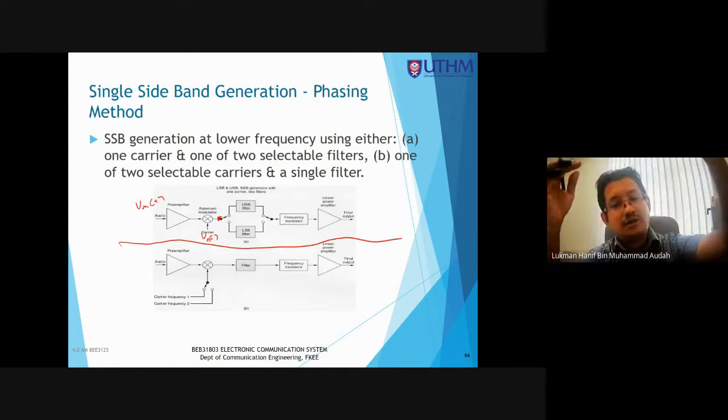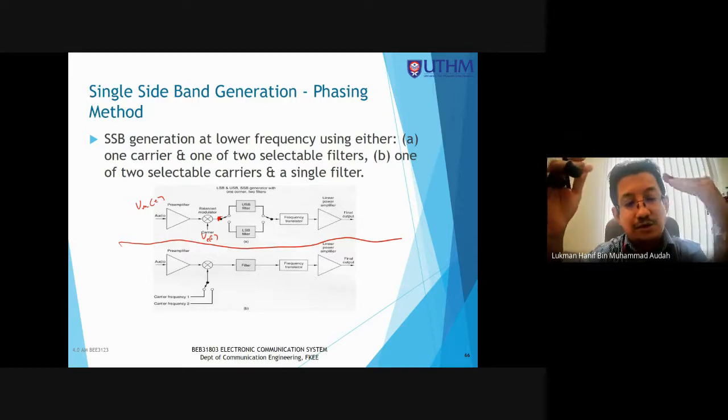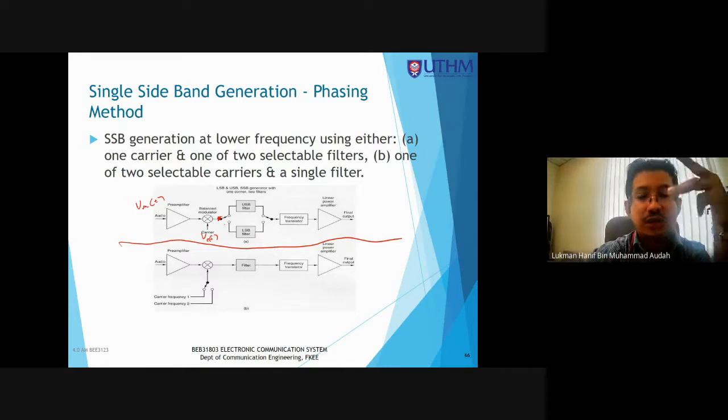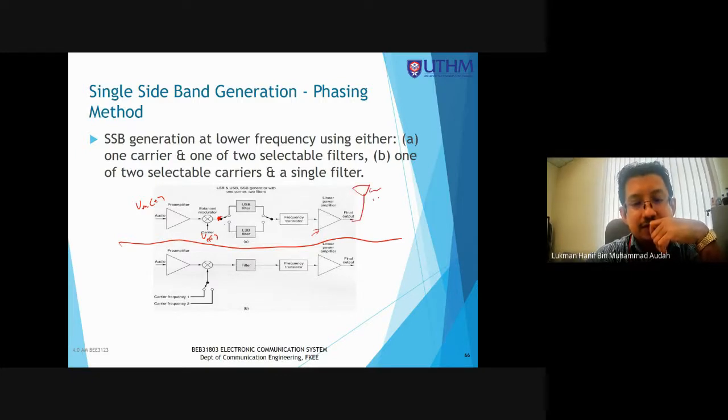If you use a high pass filter, we can select the upper sideband. If you use a low pass filter, we can select the lower sideband. Dan ada switch di sini untuk menentukan memilih antara upper and lower. Okay, dia ada switch di sini. And then a frequency translator, and then amplify the signal, and then we can transmit to the antenna.